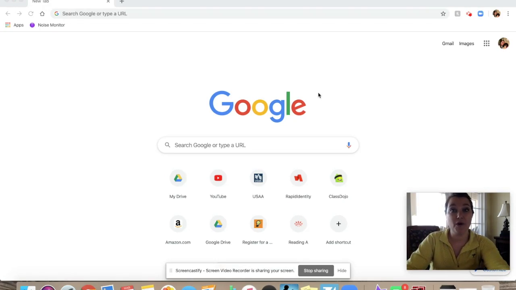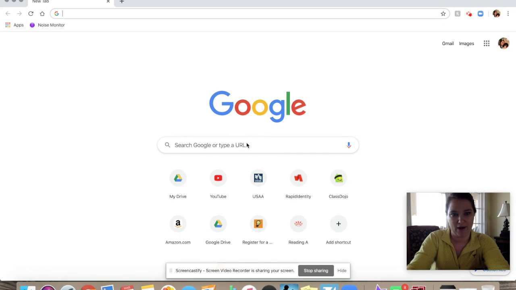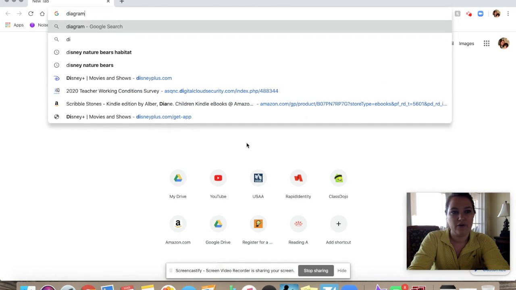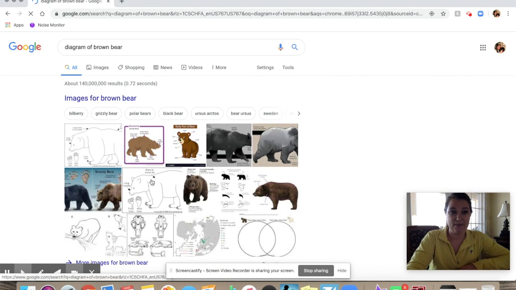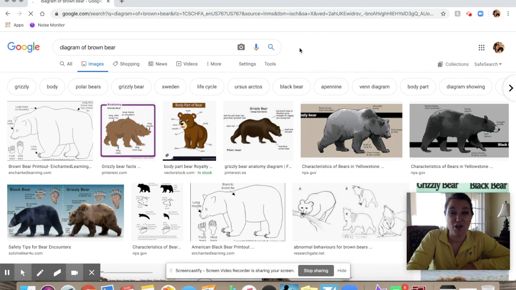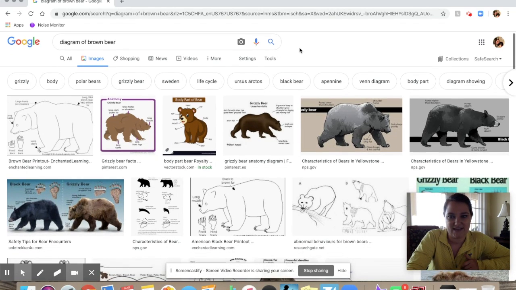In order to do our animal diagram, we have to research, and specifically research a diagram of a brown bear. So I'm going to type that into the search bar, diagram of brown bear, and I'm going to pull it up. You could also probably find this in a book on Get Epic. If you're looking through a book and you're researching your animal and you see a diagram, that's a great time to go ahead and use that to help you draw this diagram.